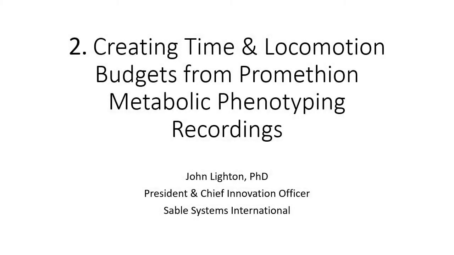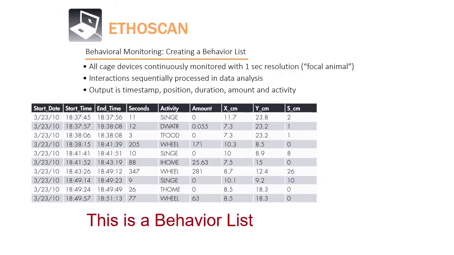In the previous video, I showed you how we can create lists of behaviors from Promethion metabolic phenotyping recordings. Now I'm going to show you how we can create locomotion and time budgets from those lists. Here is an example of a behavior list.